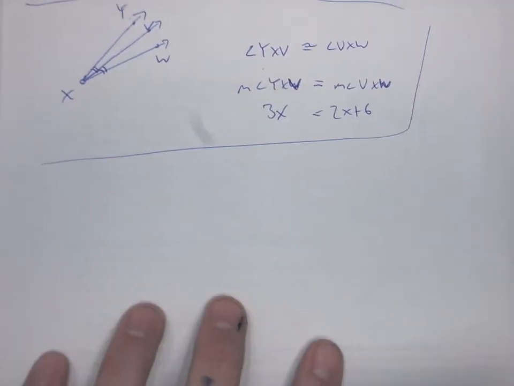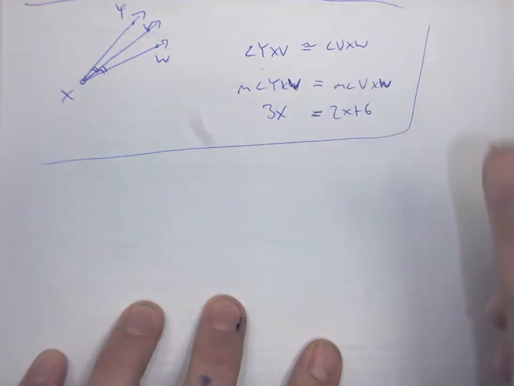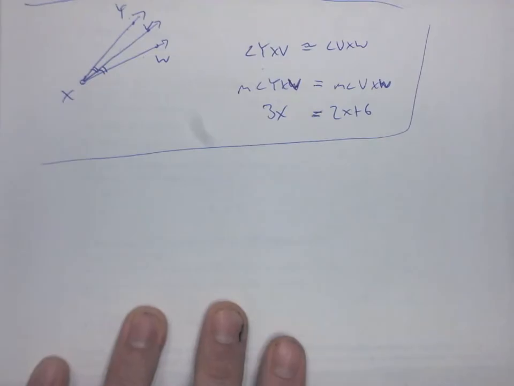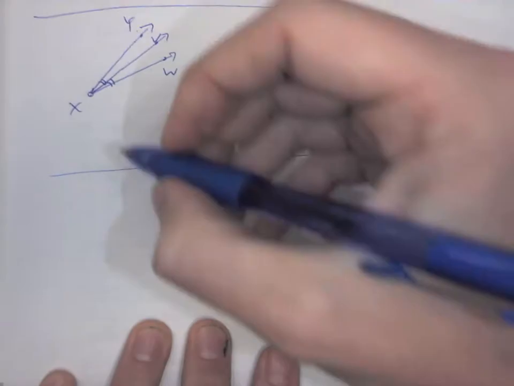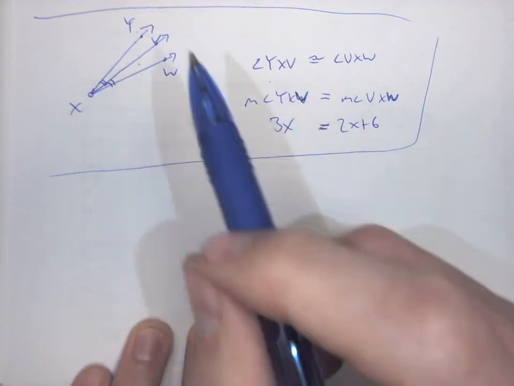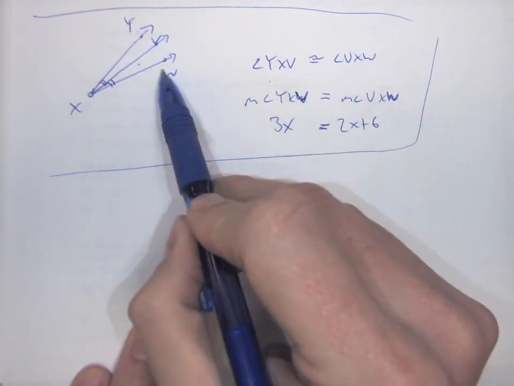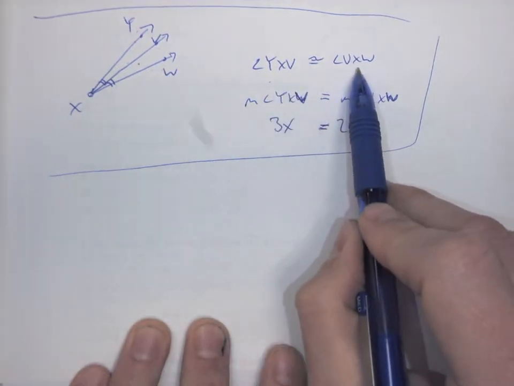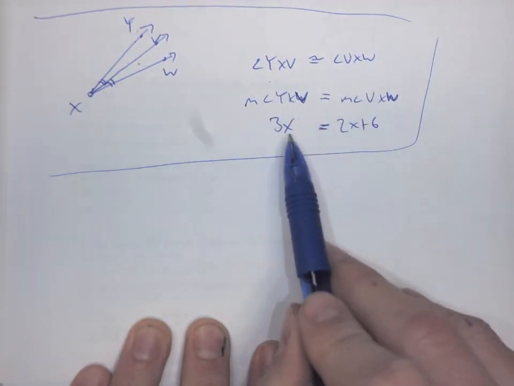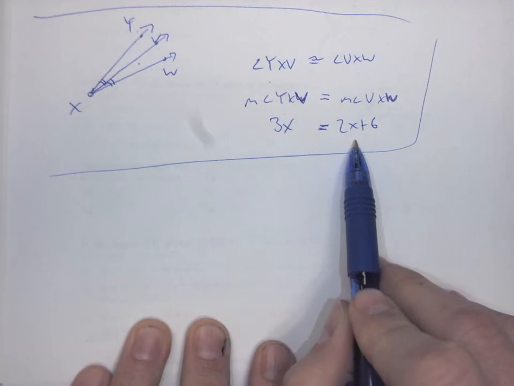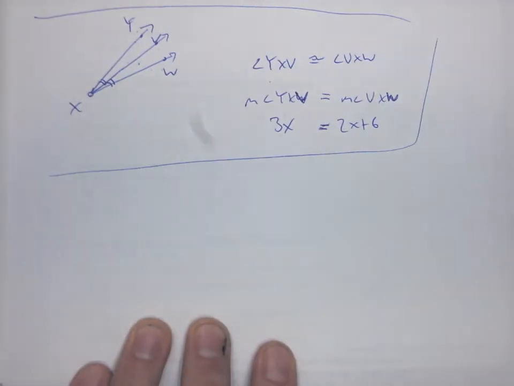So I just was able to set up an equation substituting the measurements that they gave me. And it all starts with the word bisects, right? We know that XV bisects YXW, which gives me two congruent angles, which gives me two equal measurements, which gives me an equation. Right? This is the hard part. It's reading into the problem a little bit.